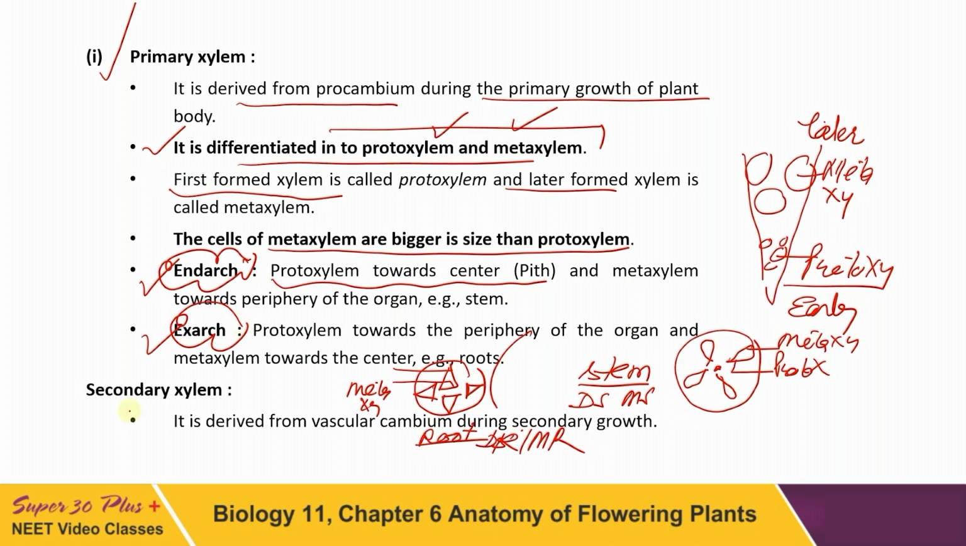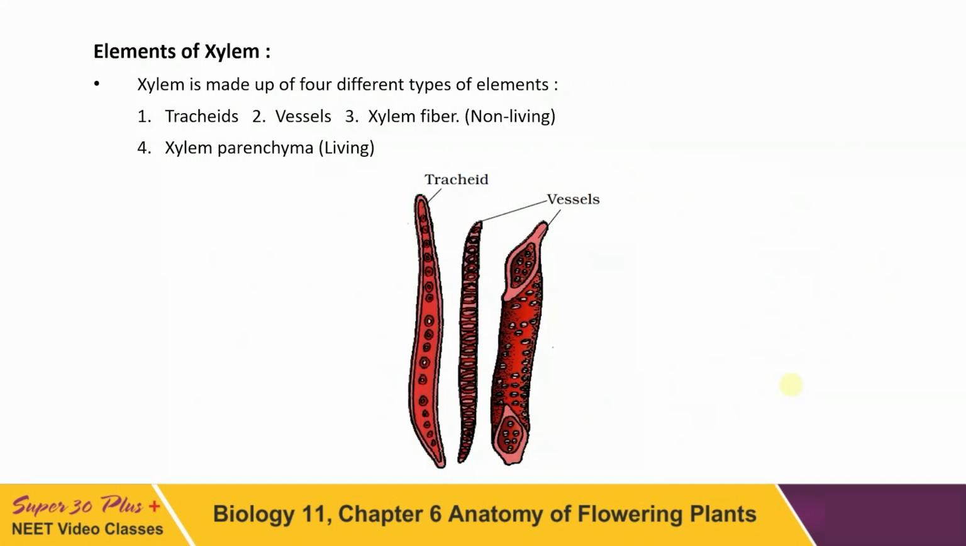Secondary xylem will be formed, as I told you, as a result of secondary growth. Okay, now come to the next, the elements of xylem. Xylem is made up of, an important question, you have to see. As I told you, xylem provides mechanical support. So xylem is made up of 4 different types of elements. In this there will be living as well as non-living ones.